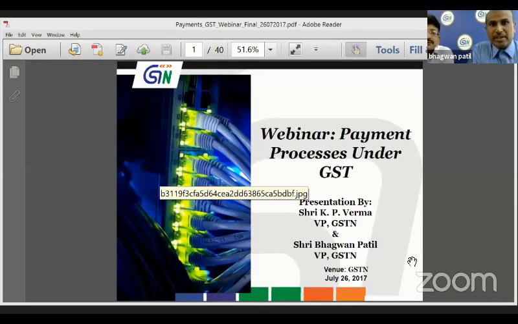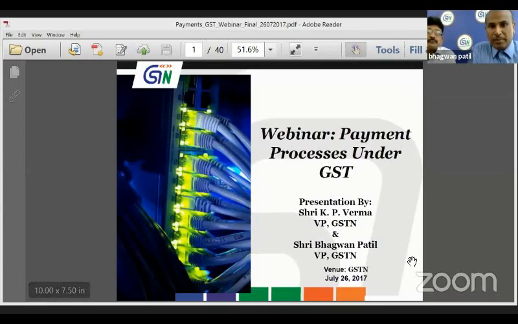Okay. So the agenda is overview of GST payments, modes of payment in GST, what are the restrictions and eligibility for payments, then creation and saving of challan. Challan is now single challan. We'll see how it is single challan and all those things.